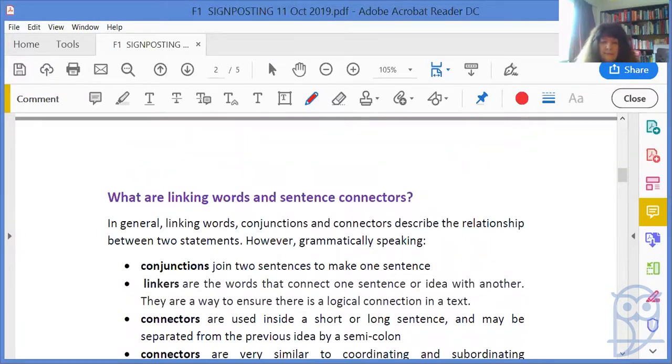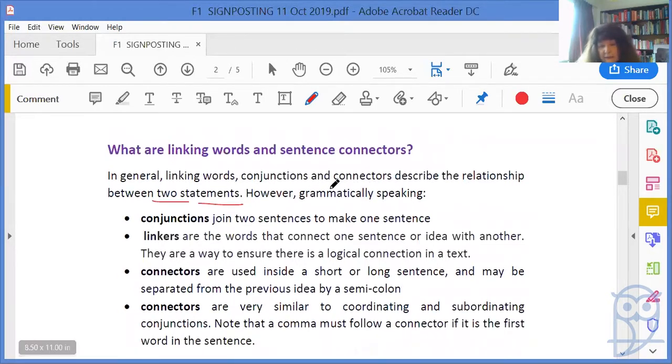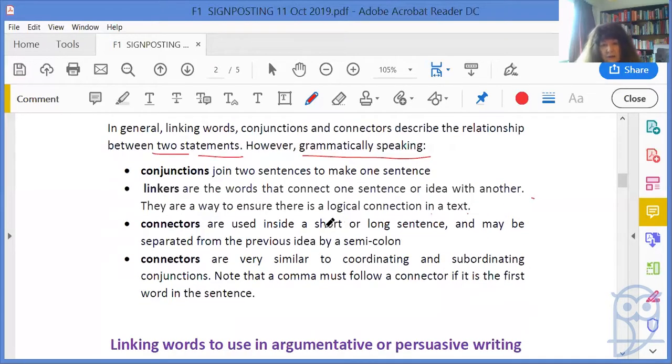Okay? In general, linking words, conjunctions, and connectors describe the relationship between two statements. But to be a little bit grammatical, grammatically speaking, conjunctions join two sentences to make one sentence. Linkers are the words that connect one sentence or idea with another one. They are a way to ensure there's a logical connection inside your sentence.